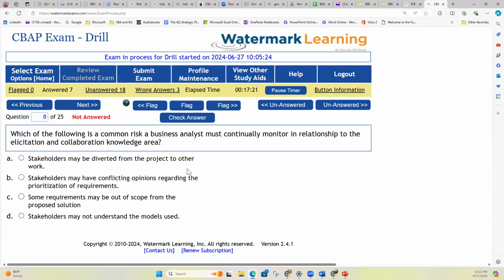Okay, which of the following is a common risk a business analyst must continually monitor in relationship to the elicitation and collaboration knowledge area? So we're talking about a risk. Stakeholders may be diverted from the project to other work. Stakeholders may have conflicting opinions regarding the prioritization of requirements. Some requirements may be out of scope from the proposed solution, or stakeholders may not understand the models used. What does the BABOK say?